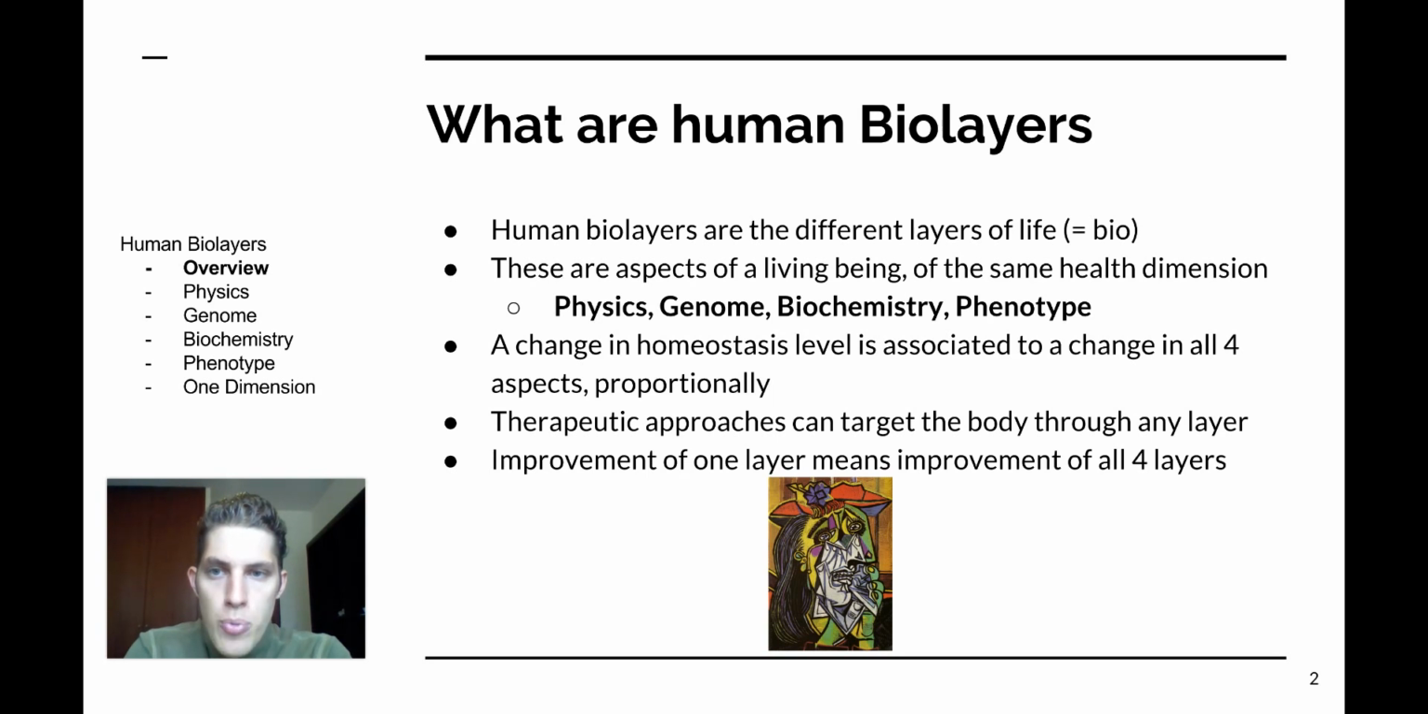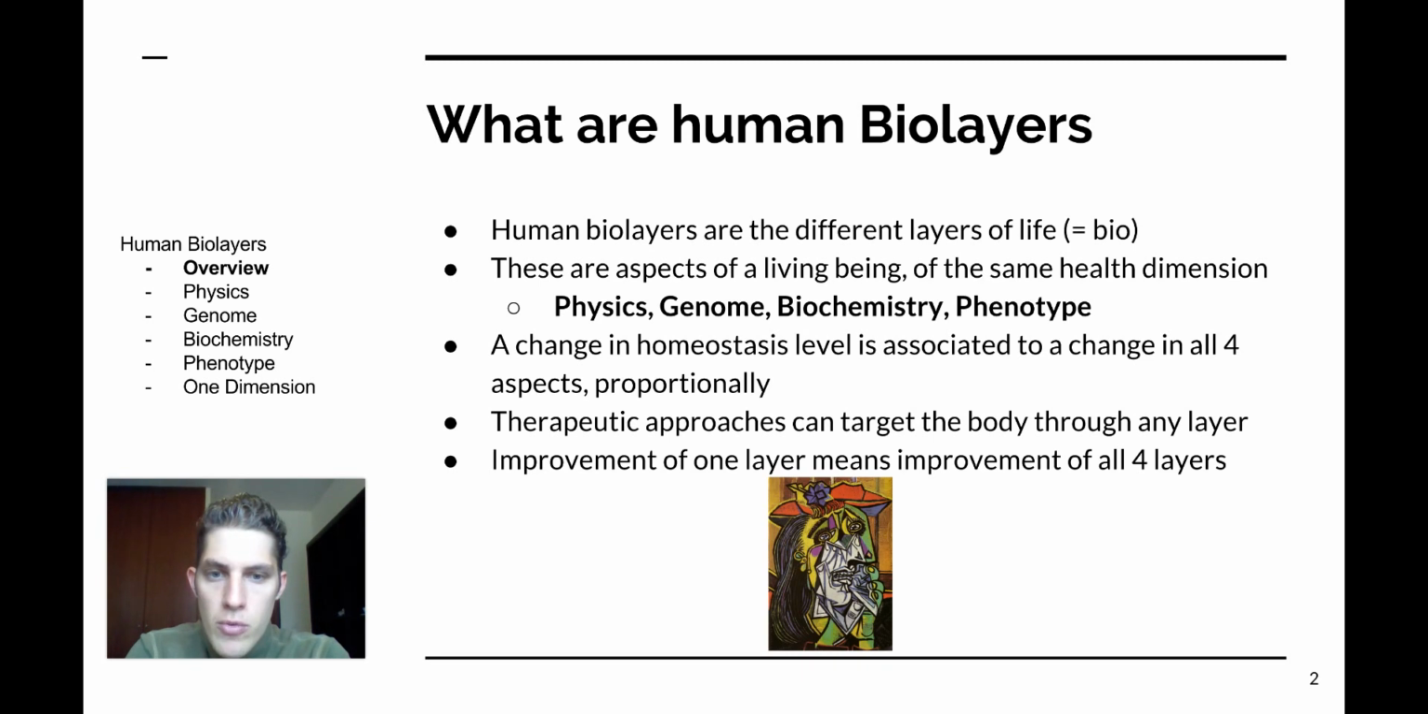Now it's important to understand that these are all aspects of the same health, and therefore they will correlate with the homeostasis level. So this is something very important. All four aspects will correlate with the homeostasis level. Some layers are better measurable compared to others, and we have therapeutic approaches to target all of these layers.